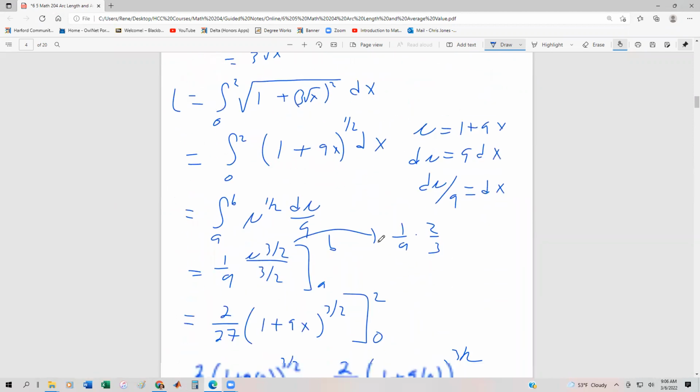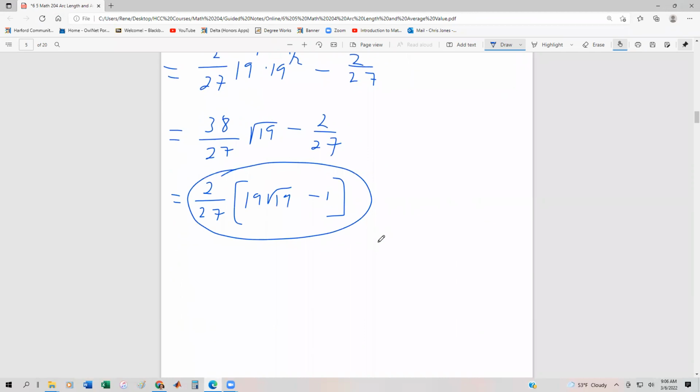Again, we're going to take a look at a few more examples of being able to find arc length in subsequent videos. And then we'll go ahead and start taking a look at average value.